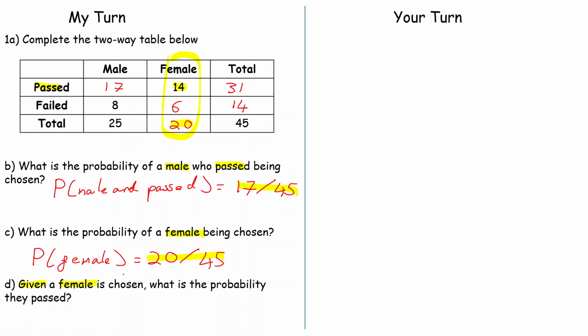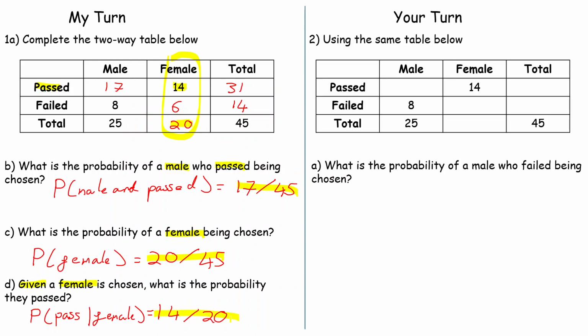So we can write this as passed was 14 out of a total of 20, because they're telling you it's a female, it cannot be a male. And if you want to write this really fancily, you would say the probability that they pass, given, that means given they are a female, okay, is equal to 14 out of 20. And again, you don't need to simplify down the fraction. And that is your answer.